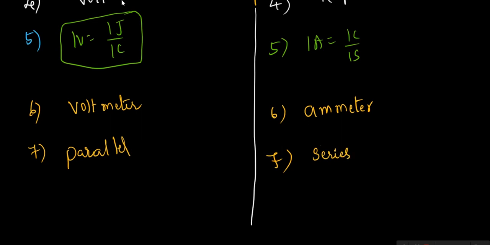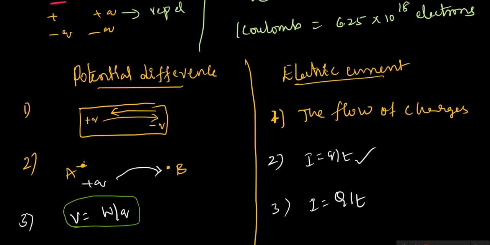So these are the differences between potential difference and electric current. Then we can go for the next one, which is Ohm's law. So Ohm's law is the relation between potential difference and current.